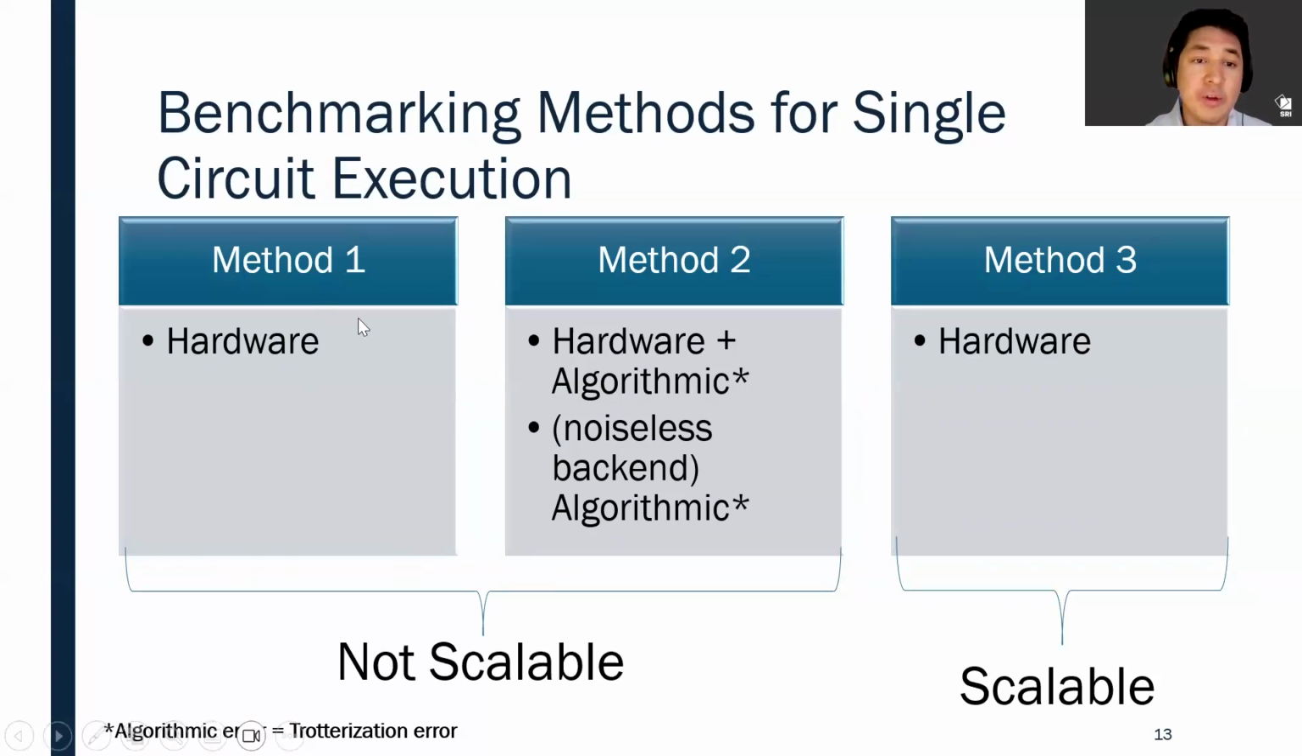In method 1, we primarily test the hardware. In method 2, we primarily test the hardware and the algorithm, but as I'll explain a little later, on a noiseless background, method 2 just shows you the algorithmic error, or the trotterization error, as I note down here. Method 3 is also a test of just the hardware, just like method 1, but as I note down here, method 3 is scalable up to any qubit size, while methods 1 and 2 are not scalable.